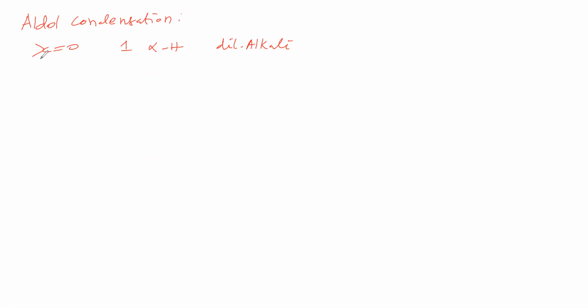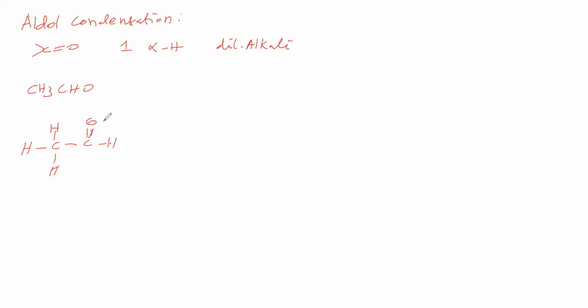Now we will take a carbonyl compound, for example, acetaldehyde. Here we must check whether alpha hydrogen is there or not. At least one alpha hydrogen should be there.